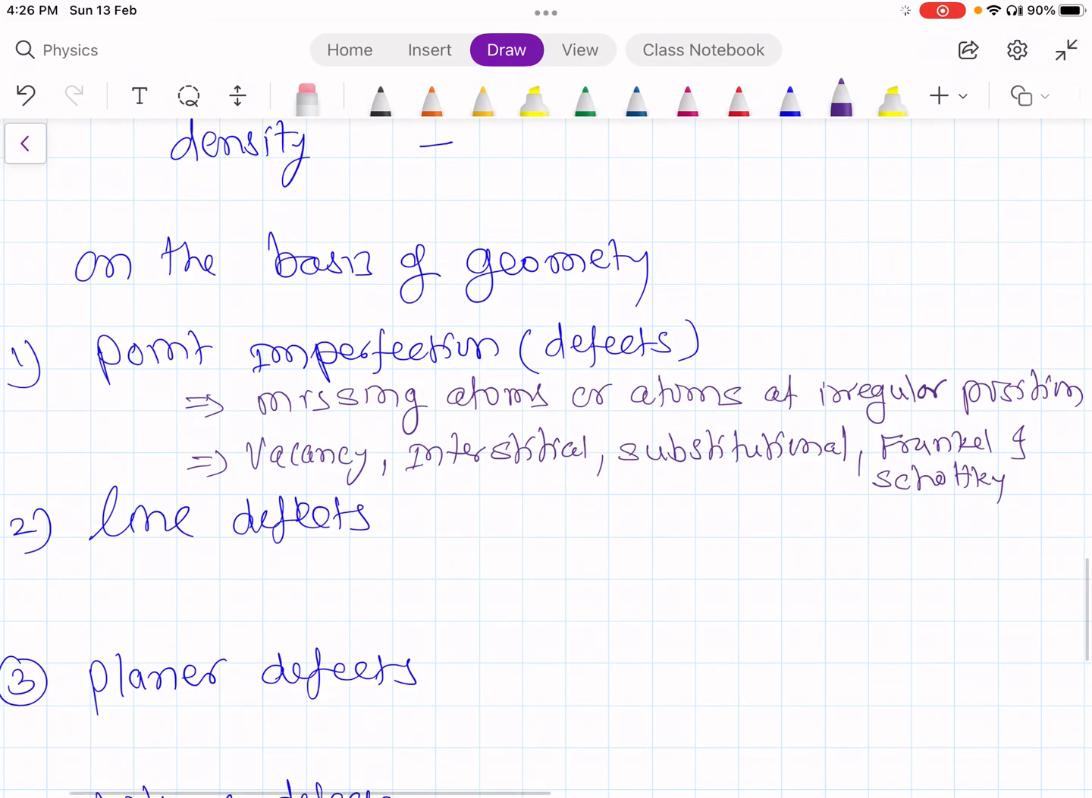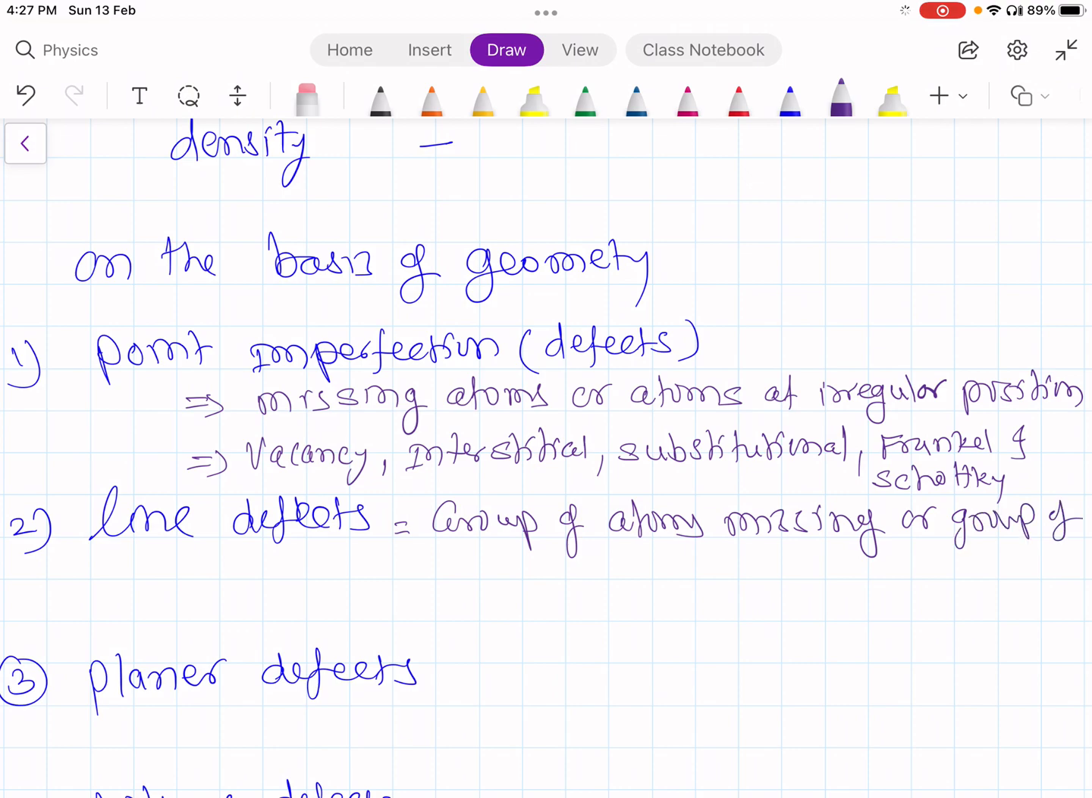Then there is a line defect. The line defect is comparatively large with respect to point defect. In this case, a group of atoms are missing, or you can say a group of atoms are at irregular position.